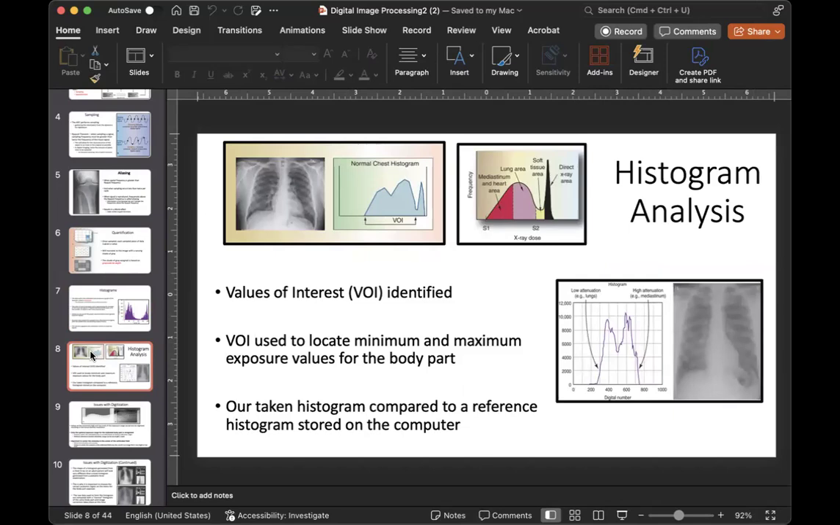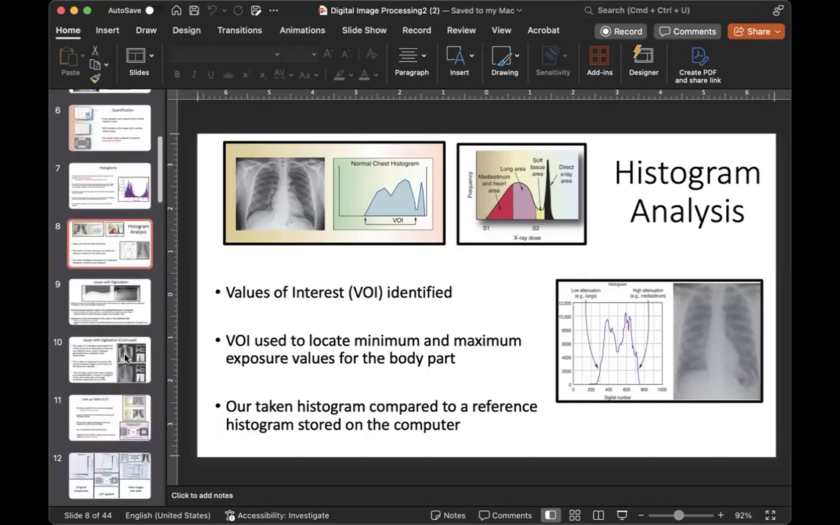And so a histogram analysis identifies all the values of interest. So all the things that are going to be considered values of interest are identified. And then our histogram that we took is going to be compared to a histogram stored on the computer. That histogram is called a reference histogram. And we'll talk about that more in a bit.